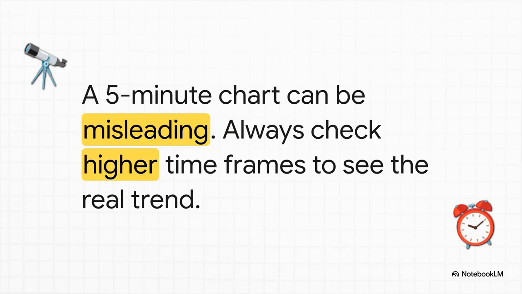Now listen up, because this is a classic rookie mistake. It's all about perspective. You might be looking at a little 5-minute chart and think, aha, an uptrend. But if you zoom out to a 4-hour or a daily chart, you might see that the real powerful trend is actually screaming downwards. You have to zoom out to see the big picture.